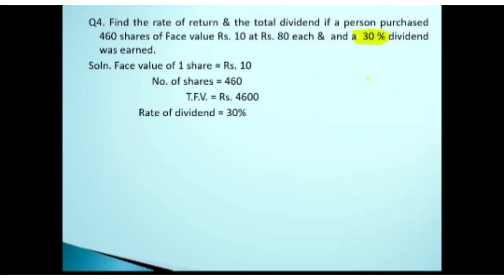So as you know the rate of dividend, now we can very well go with the total dividend formula. We can calculate what the total dividend is, because that is something that has been asked in the question: find the rate of return and the total dividend. So the rate of dividend is given to be 30. So it is 30 upon 100 multiplied by TFV. We just calculate this and try to get the answer. Let me see how many of you get the answer in the correct way. Put your answer in the chat box.